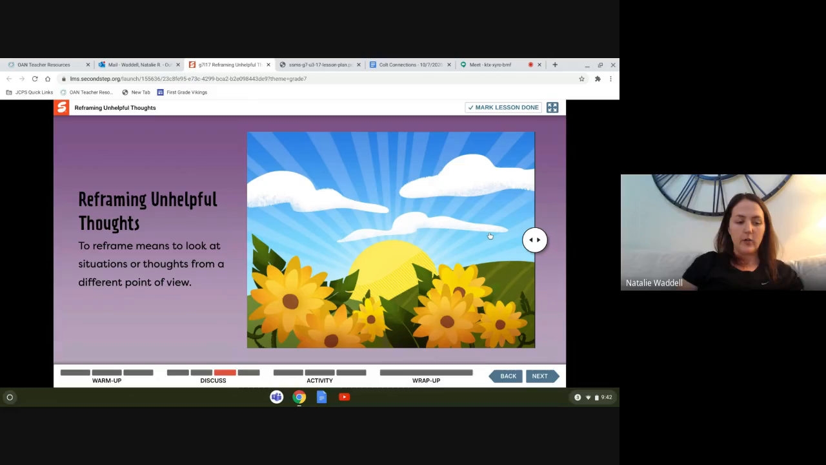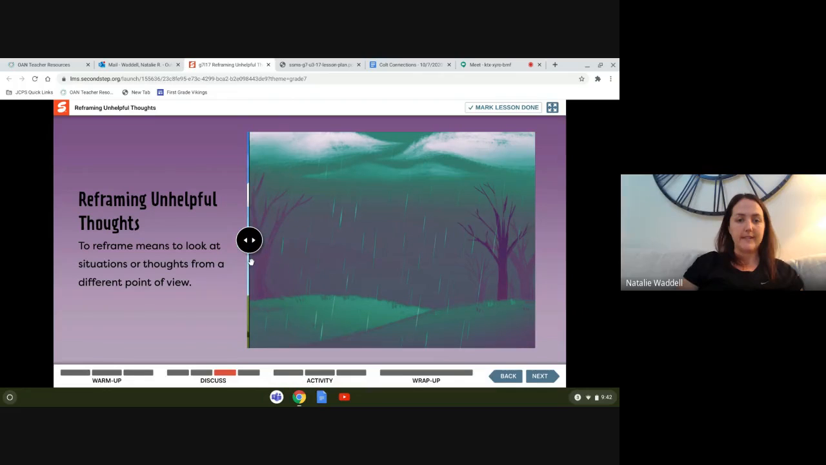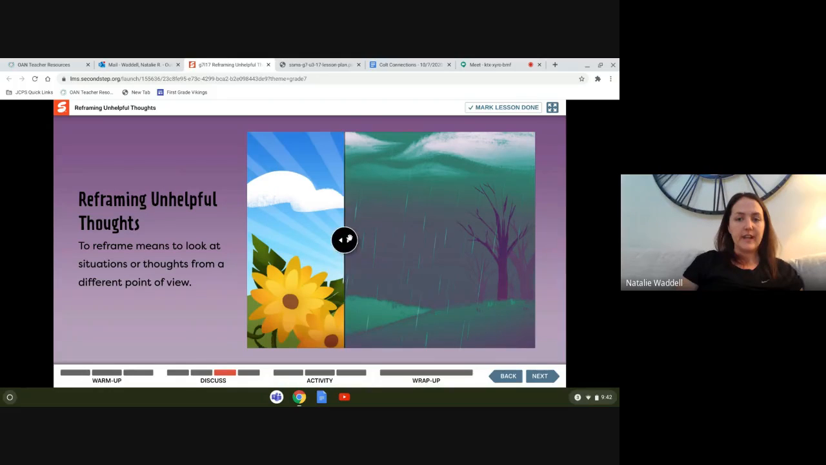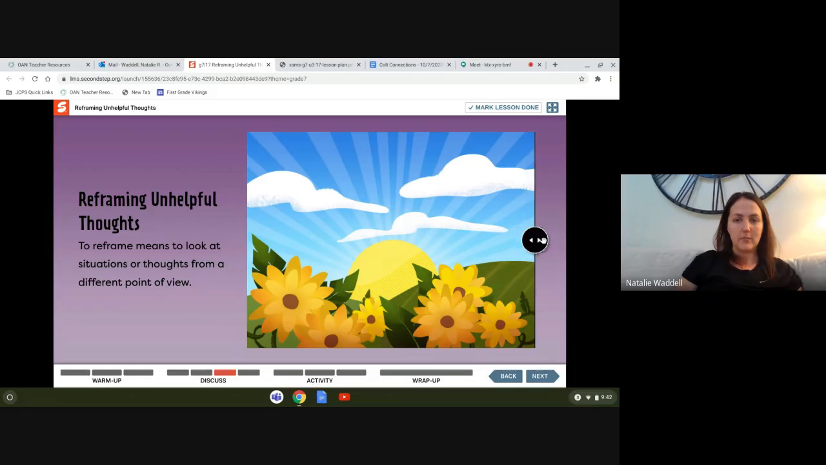So reframing your unhelpful thoughts is going to change how it is that you feel. If you are constantly thinking of unhelpful thoughts, this would be a picture that would describe how you feel. You're gloomy, you're upset, you're sad. Versus looking at it from a positive lens that's more peaceful and happy. So reframing those unhelpful thoughts is going to help you make positive decisions and overall feel happier and not feel so sad and down.